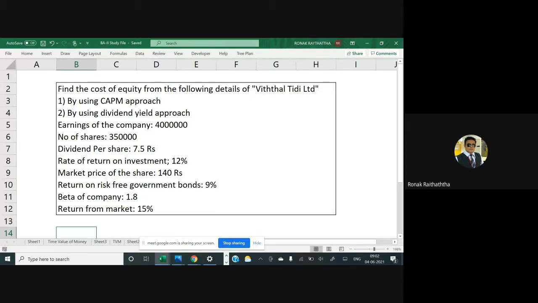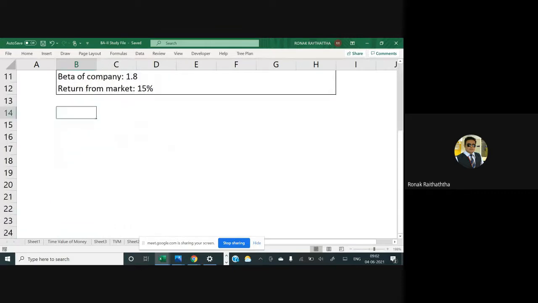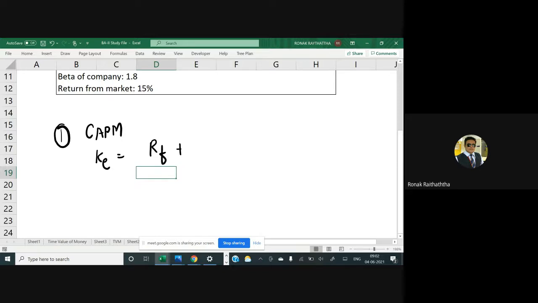Return on risk-free government bonds is 9%. Beta of the company is 1.8. Return from the market we have seen historically is 15%. So as per the CAPM, first I'm finding it because that's going to be easy for us. CAPM: expected cost of equity, or I may call it KE, equals risk-free rate plus beta of the company in bracket, market return minus risk-free rate.